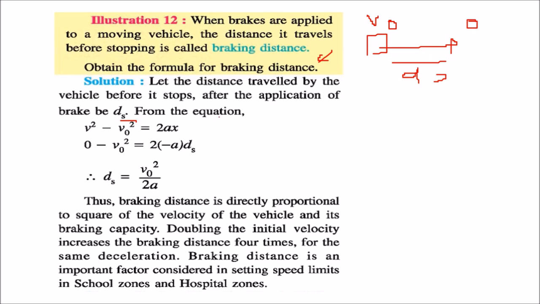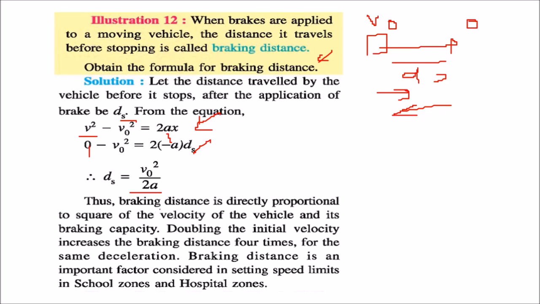So we'll use the equation v square minus v0 square is equal to 2ax. The final velocity is going to be 0 because it is going to stop. Because the acceleration is deceleration, acting in the opposite direction, we take a as minus a, and when we rearrange this, we get ds equal to v0 square by 2a.